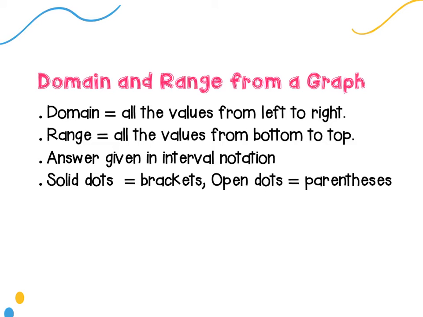So we're going to be reading domain and range from a graph. When I'm looking at a graph, the domain is your x values, so it's all the values from left to right. When we're looking at the range, it's all the y values, which is the values from bottom to top. So domain x, range y, okay? And the answer is given in interval notation. Solid dots mean brackets, open dots mean parentheses, arrows mean negative infinities and positive infinities. So if my arrow is pointing left, it would be negative infinity, or down, negative infinity. If it's pointing up or right, it's positive infinity.